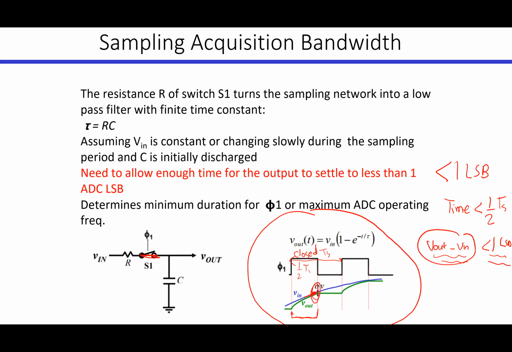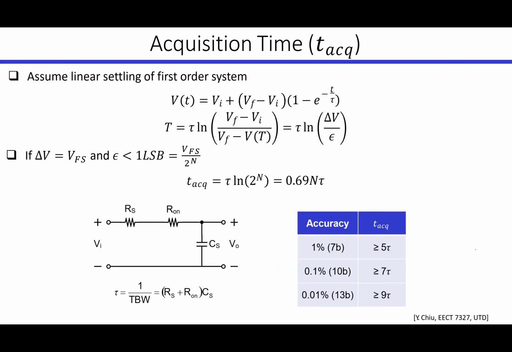So now let's say you selected your C from your kT over C noise. Now you need to decide the value of the R of the switch. So how are you going to do that? You will find the tau as a function of the acquisition time. Your tau is your R and C. We found C, now we should find the value of R on. Let me explain this slide for you here.